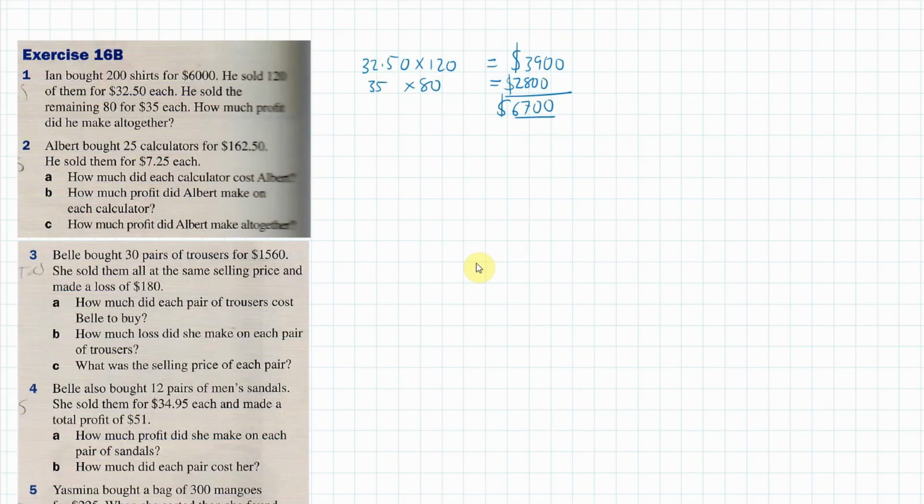6,700. So the profit for this one is therefore $700 because he originally paid $6,000. Okay, number 2.